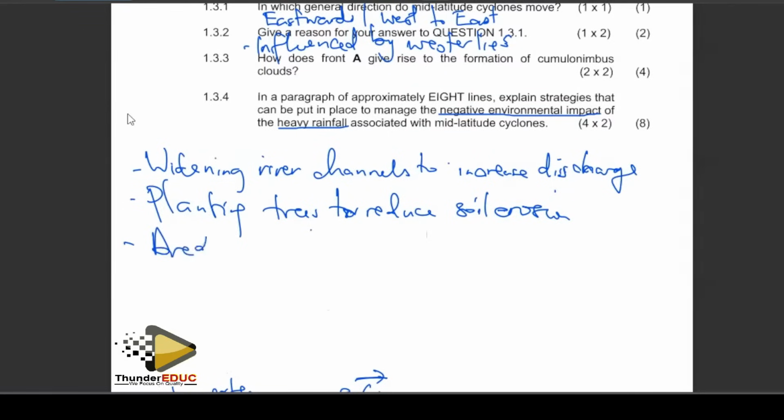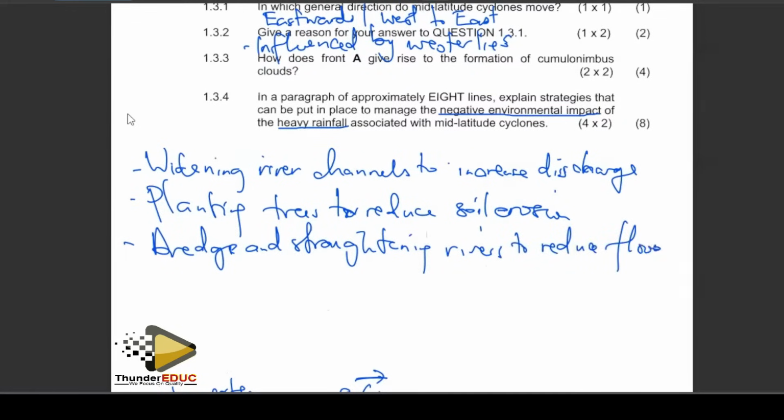or we can talk of dredging and straightening rivers to reduce flooding. Winding rivers have got more risk of flooding than straight river channels. And also we should remove material from the rivers so that the rivers flow effectively in case we have heavy rainfall, which is coming from the mid-latitude cyclone.